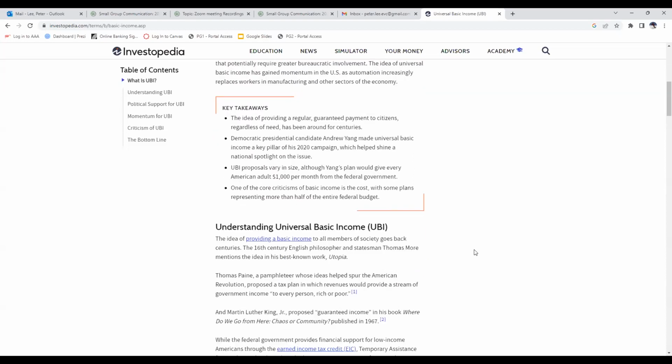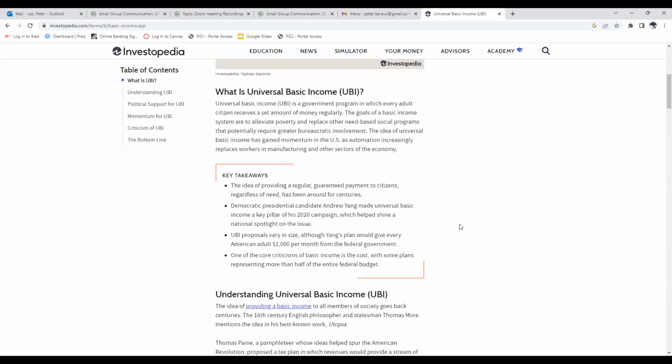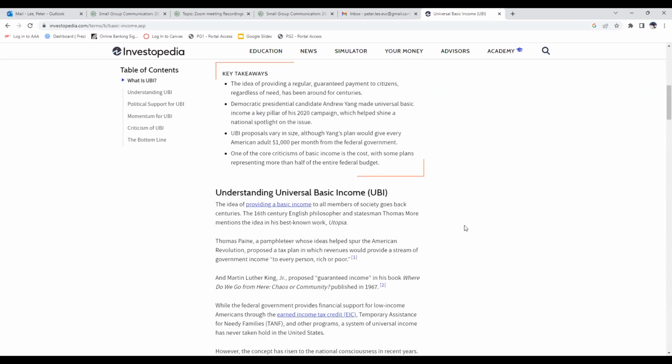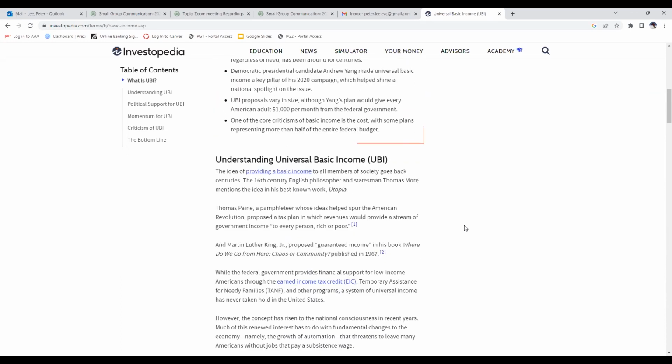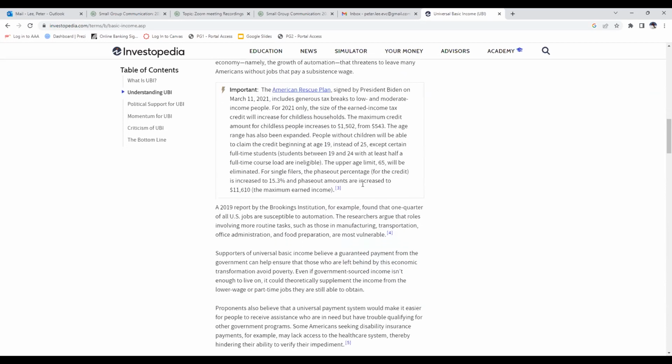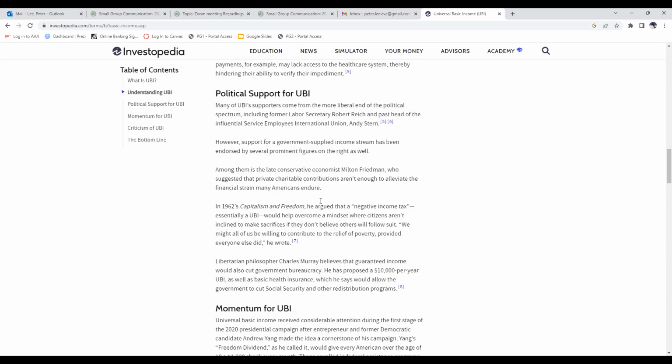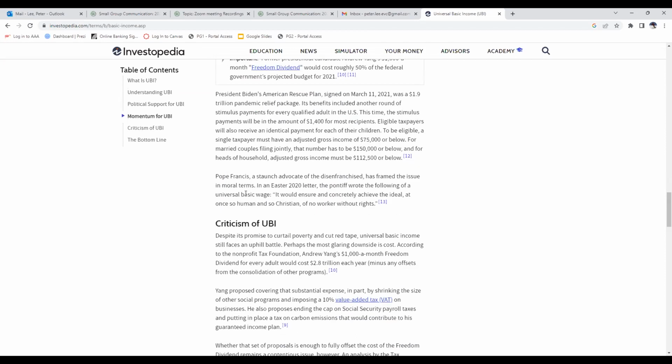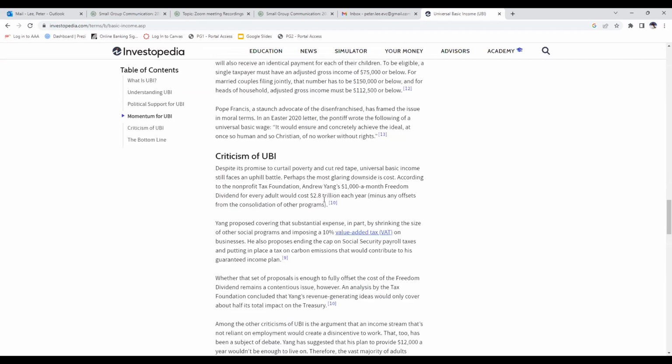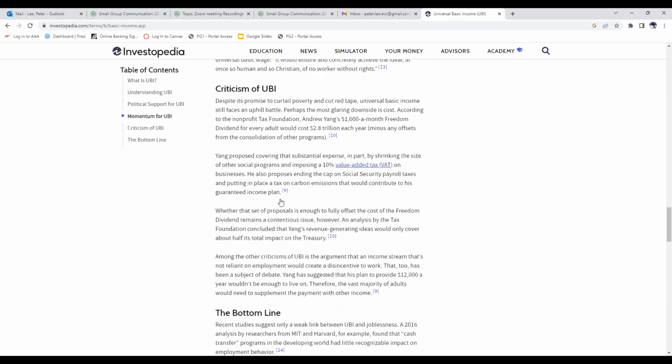So if the federal government gave $1,000 per month or $12,000 a year to everybody who qualified, that might be a couple trillion dollars in terms of cost, right? And we can actually find that out. So here's a definition of it. Here's the political support, momentum. Here are the criticisms. So it would cost $2.8 trillion if you gave every qualified American $1,000 a month for free. So that's $2.8 trillion in spending, right? But it's interesting, and there's some other negatives.